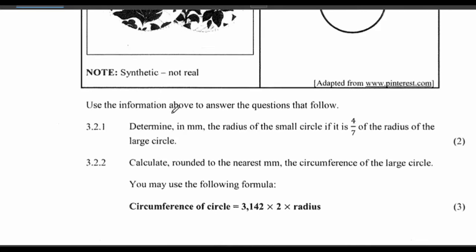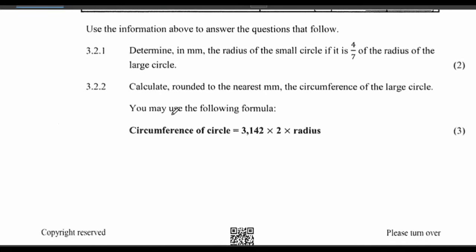So the question goes and we say, 3.2.1, determine in millimeters the radius of a small circle if it is 4/7 of the radius of the big circle. This is simple. 4/7 times 14, which gives you 8. Don't forget, they're already in millimeters. You don't need to change them. But don't forget the units.